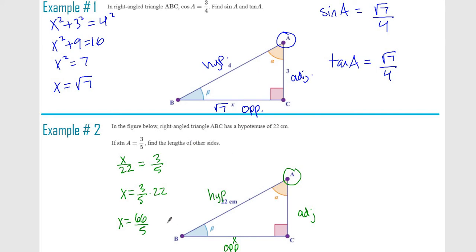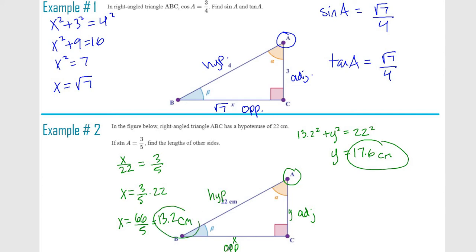I don't really like fractions, and this comes out to a nice decimal. It's 13.2. Then I'm going to use that to help me find the adjacent value. So that's 13.2 squared plus y squared equals 22 squared. If we solve that, we'll get y equals 17.6. So this side is 17.6 centimeters, and this side was 13.2 centimeters.